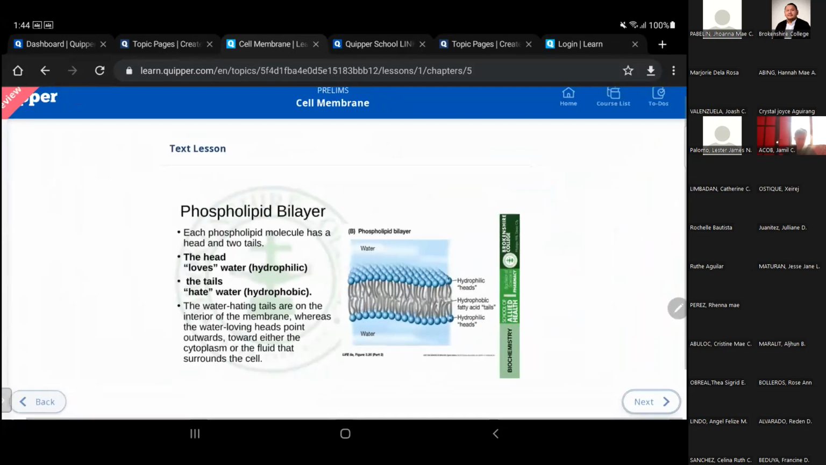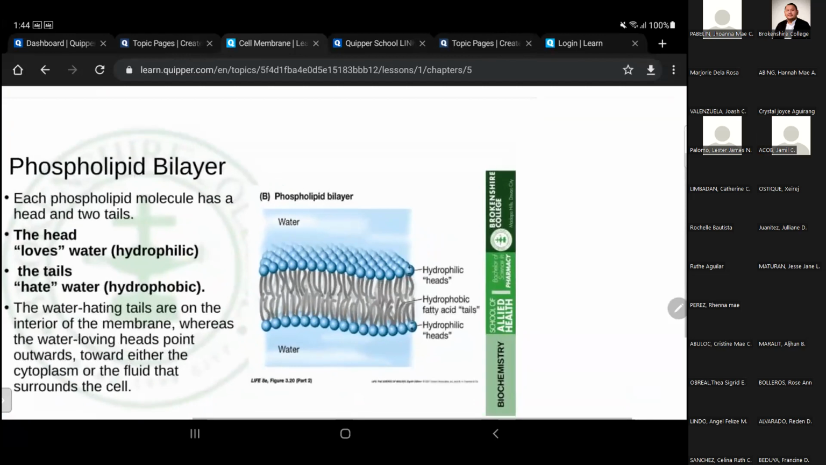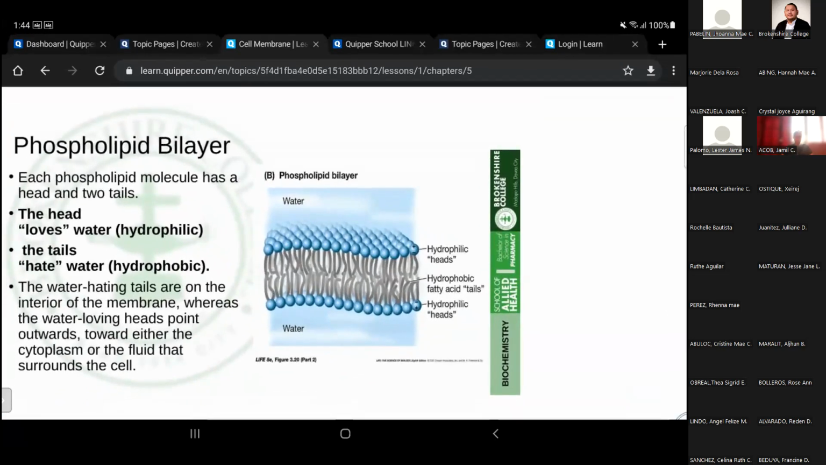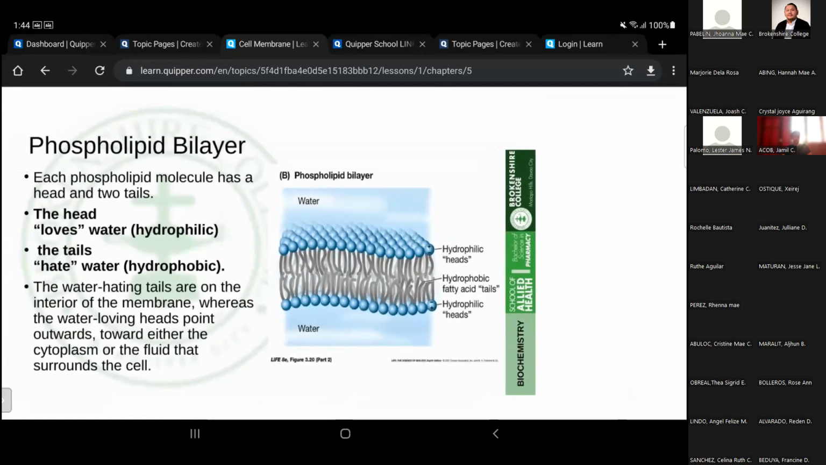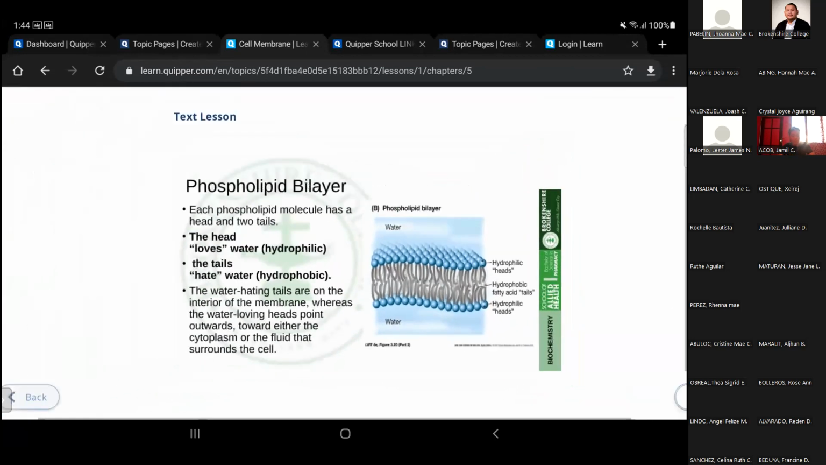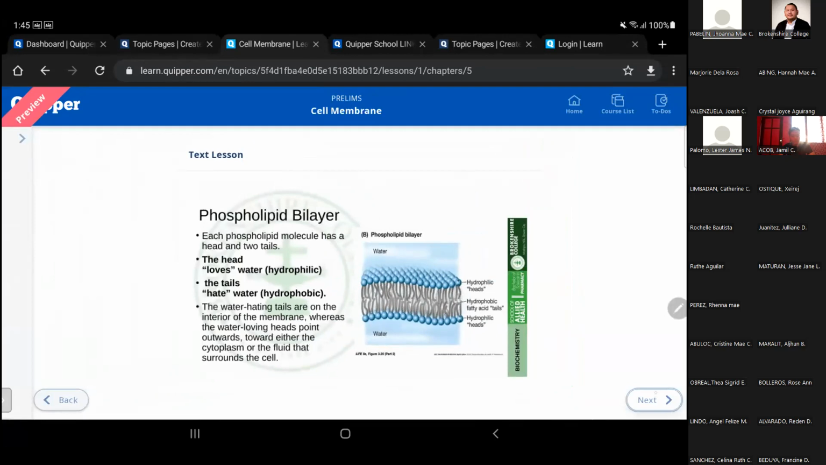Okay. Then each phospholipid molecule has a head, which is a water-loving head, and it has two tails, which are hydrophobic or lipid-loving tails. And the water-hating tails are on the interior of the membrane, whereas the water-loving heads point outwards towards either the cytoplasm or towards the outside environment of the cell. So, it was explained earlier, kung bakit ganun yung orientation nila.